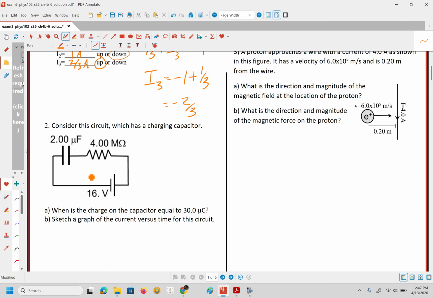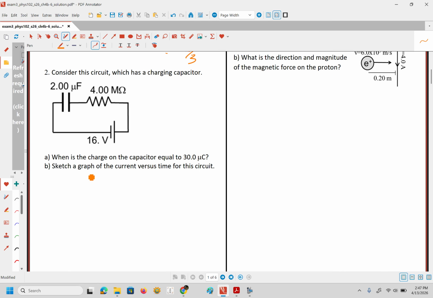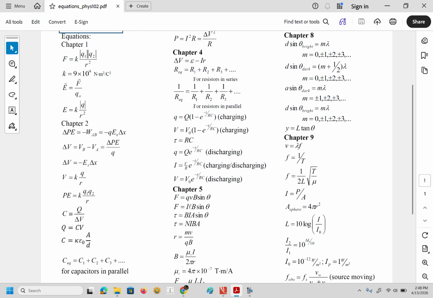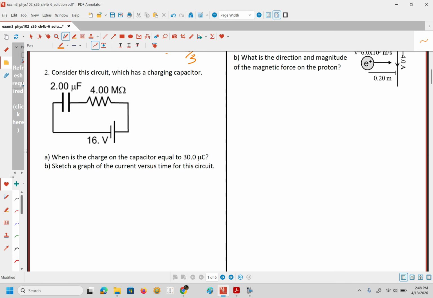All right, consider this circuit which has a charging capacitor. When is the charge on the capacitor equal to 30 microcoulombs? So first of all, this is a charging capacitor, and I want to know what is Q for it. So to find that, I can look at my equation sheet for a charging capacitor. That's going to be right here. So I have q is equal to big Q times 1 minus e to the minus t divided by RC.